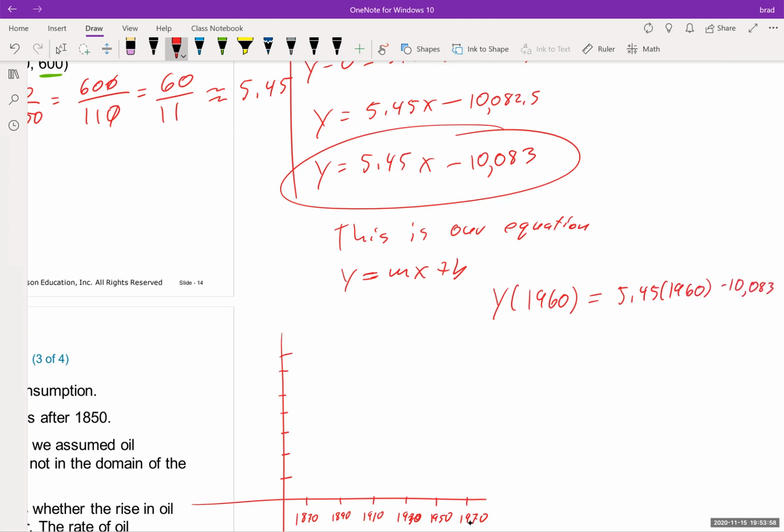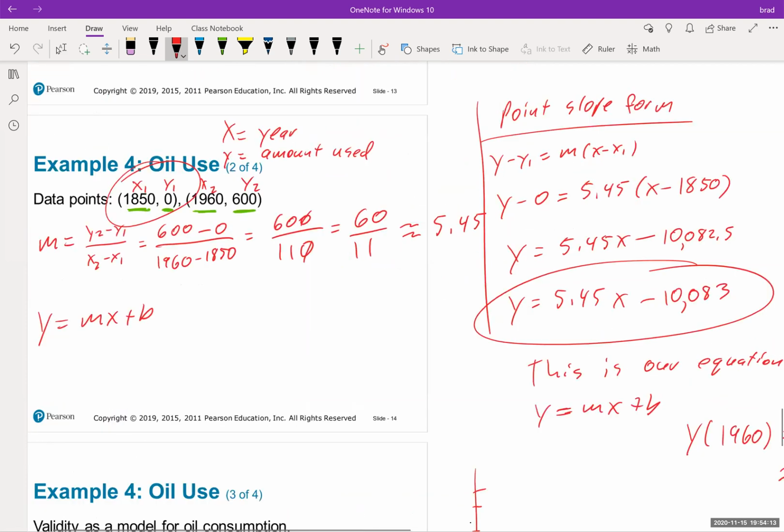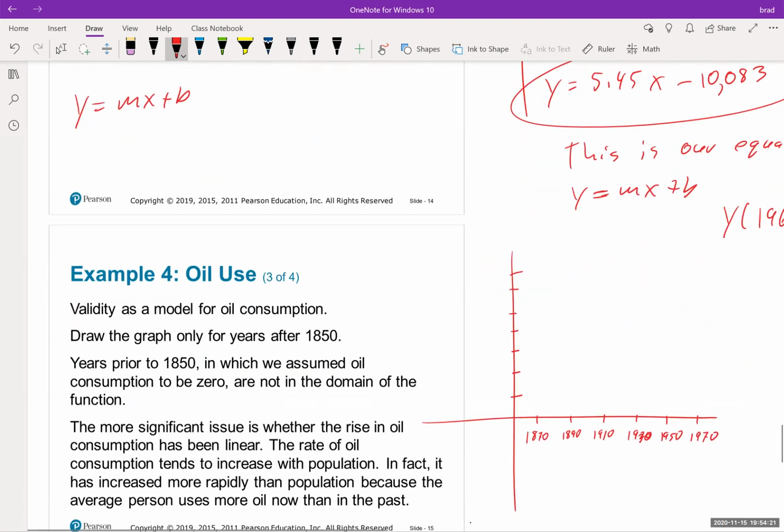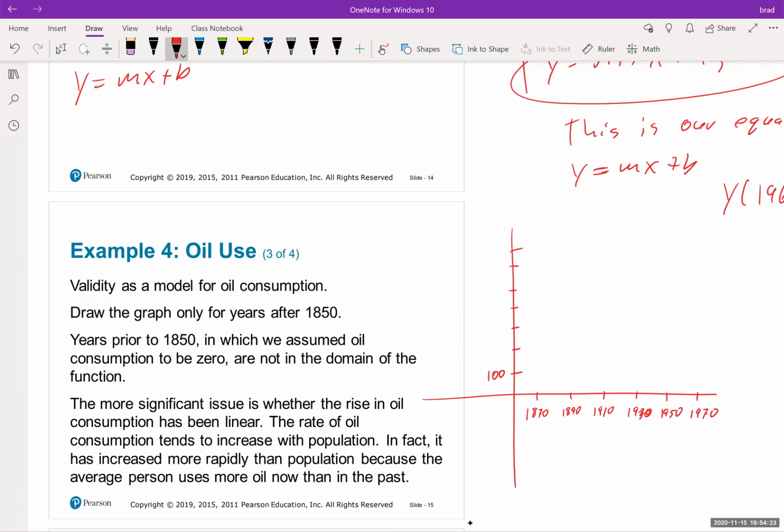So what should we get, right? So I should do 5.45 times 1960 minus 10,083. And I get 599. Now, why is that good? Because they told us that we should have got, if we go back up here, for the year 1960, we should have got 600, okay? And we got 599, so that's a rounding thing. So what I'm going to do is I'm going to do these in terms of 100 billion. So this is this.